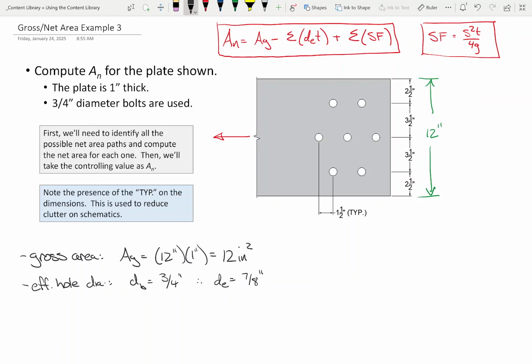That's going to be 7/8 of an inch. Okay. All right. What about our stagger factor? Okay, so let's do the stagger factor calculation over here.